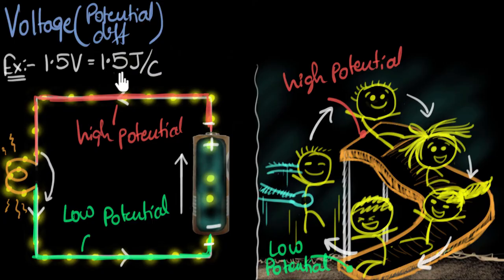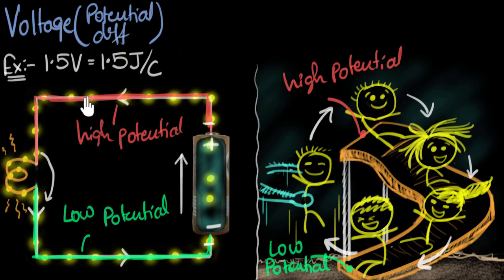And this number also means that if there were 2 coulombs that go from here to here, then they would lose a total of 3 joules of potential energy, 2 times this number. If there are 10 coulombs that move from here to here, they would lose a total of 10 times this number, 15 joules of potential energy, and so on. So knowing the voltage helps us calculate how much potential energy would be lost or gained when charges move from one point to another.